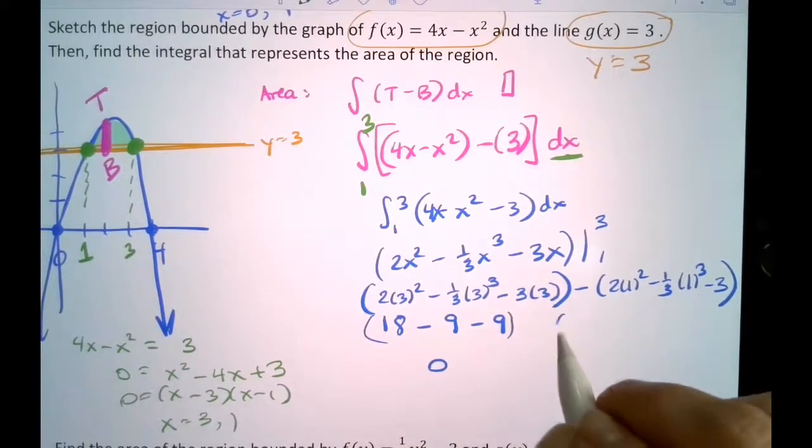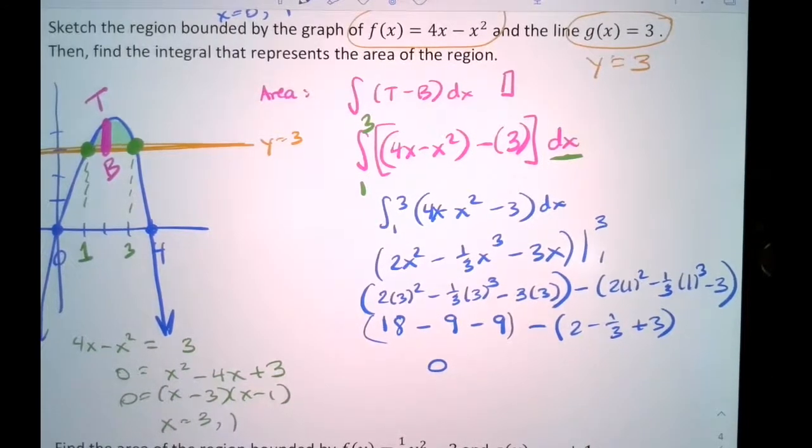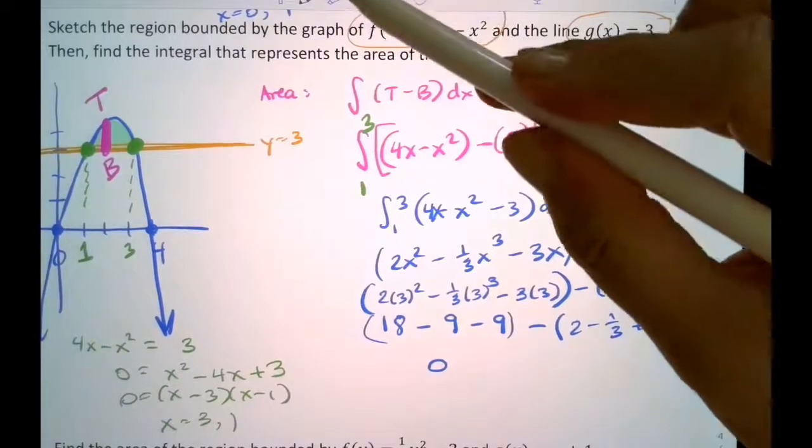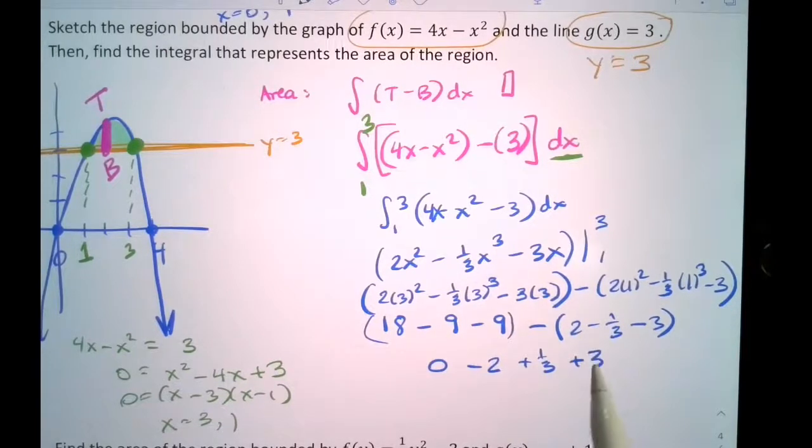Over here, whatever it is, 2 minus 1/3 plus 3. So what does that give me? 2 minus 1/3. Oh, that's a minus 3. I'm going to pay attention here. And so let's see. I have negative 2 plus 1/3 plus 3. So that means I have 1 and 1/3, which is 4/3. That's the value of the shaded region between these two curves.